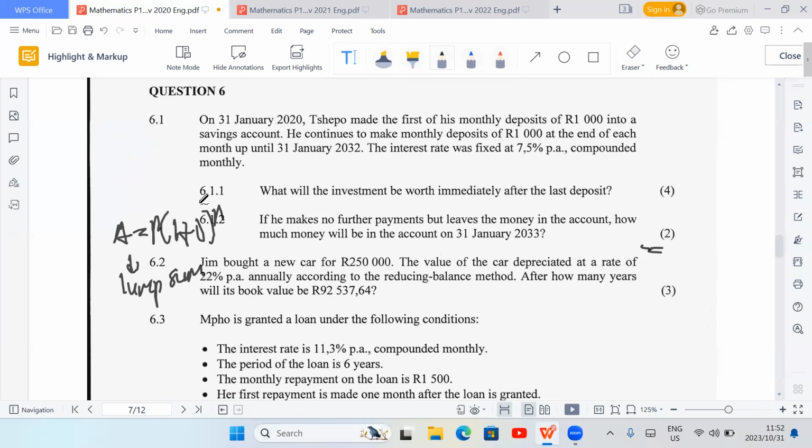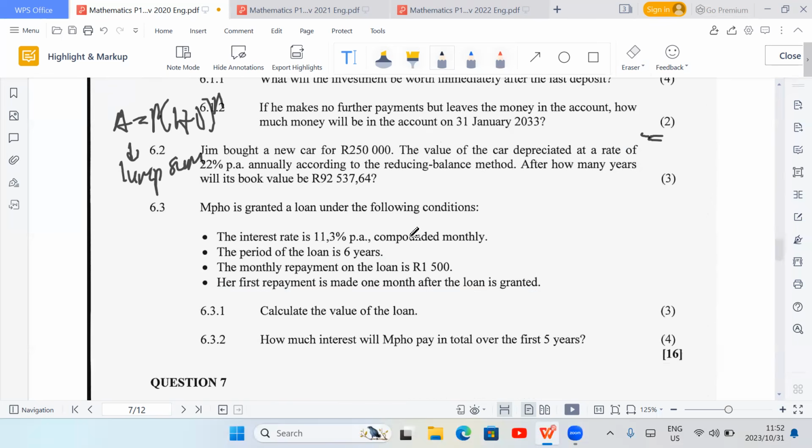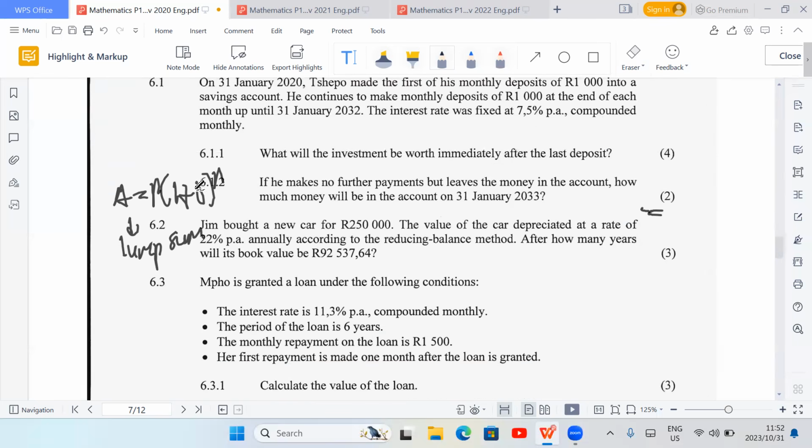But with the future value formula, you have monthly deposits, or rather regular deposits, because it's not only monthly. It can be semi-annually, it can be quarterly. Yeah, so it's like that. Then with this one, you are just leaving the money there.